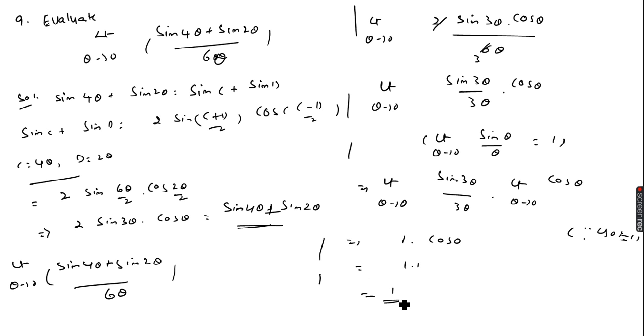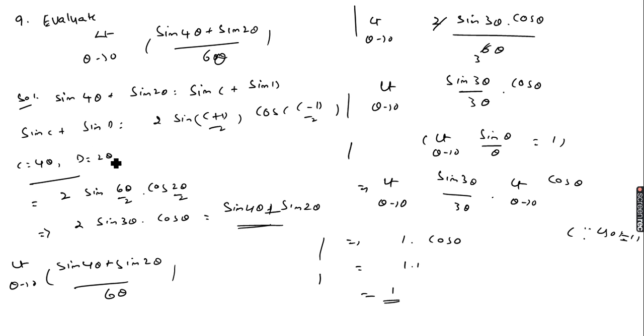So here the problem is limit theta tends to 0, sin 4 theta plus sin 2 theta divided by 6 theta. First, the basic one is sin 4 theta plus sin 2 theta. This is of the form sin c plus sin d. The formula for sin c plus sin d is 2 sin of (c plus d) by 2 into cos of (c minus d) by 2.